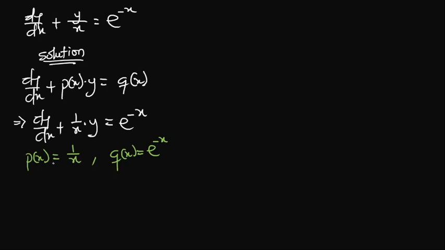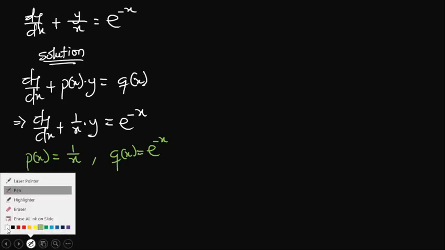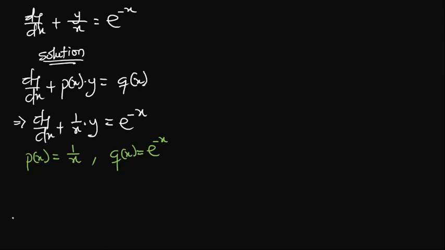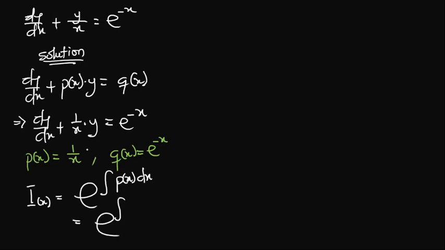Now that we have our p of x and our q of x, the next thing we need to do is to find the integrating factor. Like I said, the integrating factor I of x is equal to e raised to the power of the integral of the function p of x dx. So this is equal to e raised to the power of the integral of 1 over x dx.